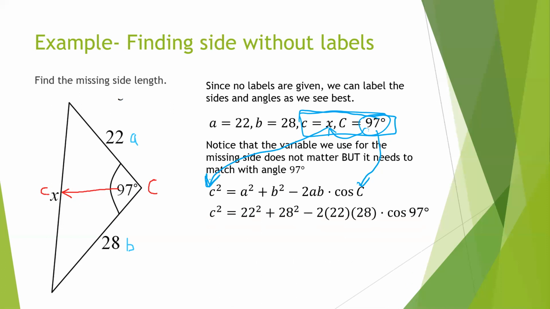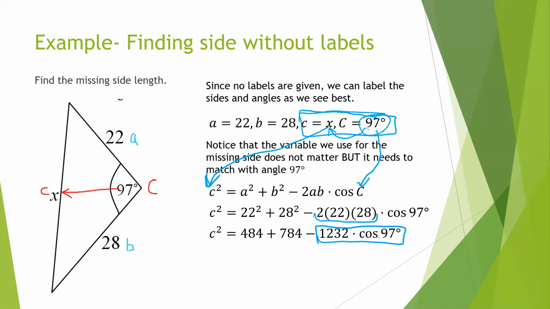So now that I have that, like I said, A and B can switch around, doesn't make a difference. I simply plug everything into my formula. So little c is still gonna be little c. So I have c squared is equal to 22 squared plus 28 squared minus 2 times 22 times 28 times the cosine of 97 degrees. So I go through the steps here, little by little, right? I'm gonna find out what 2 times 22 times 28 is. 2 times 22 times 28 is 1,232. And I'm gonna simply multiply that by the cosine of 97 degrees.